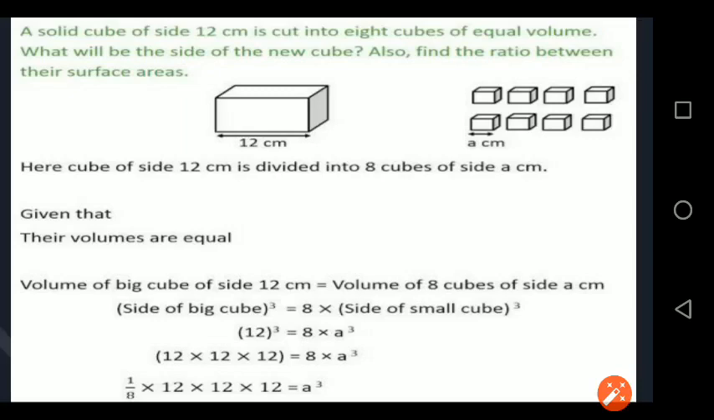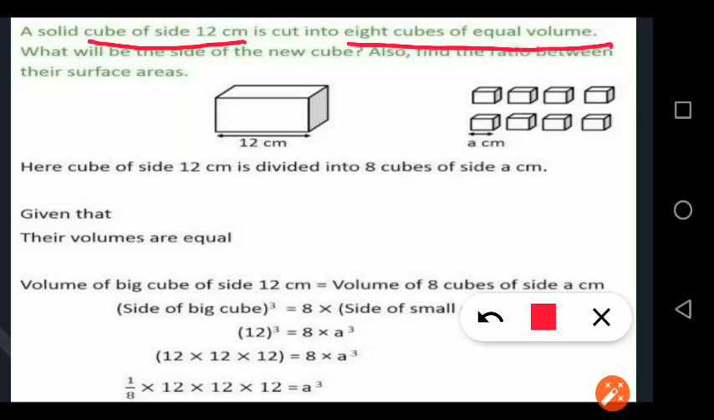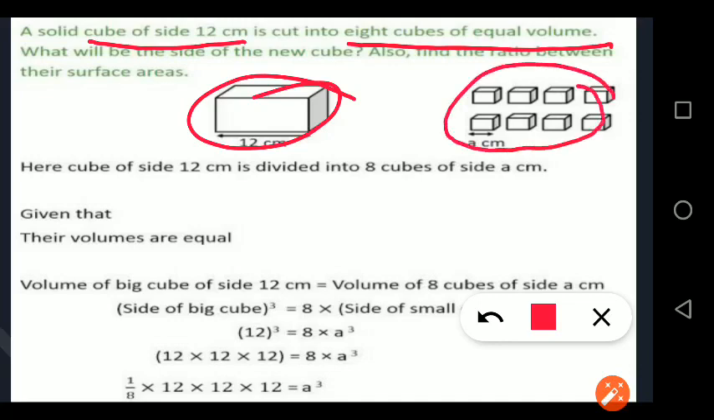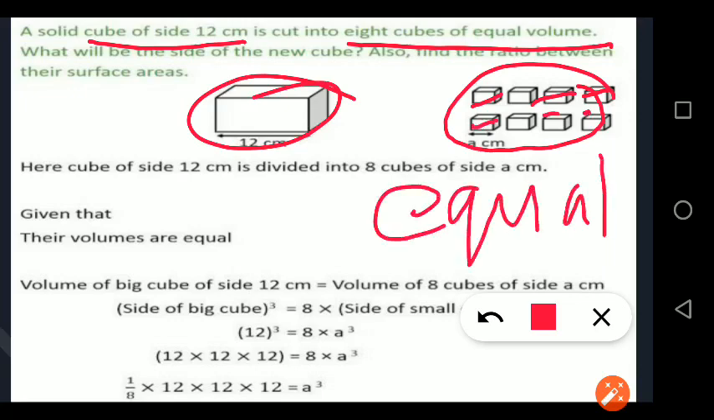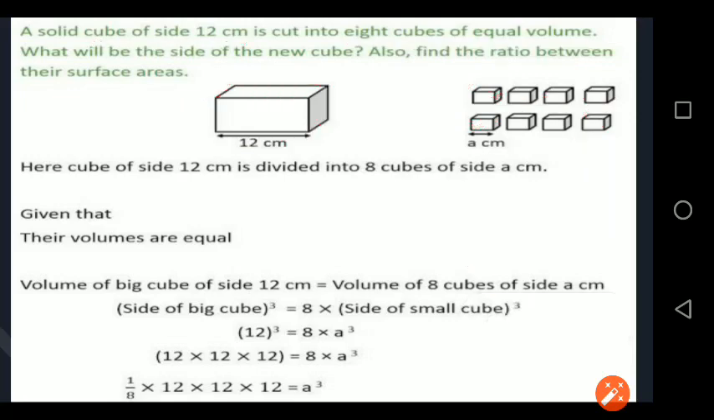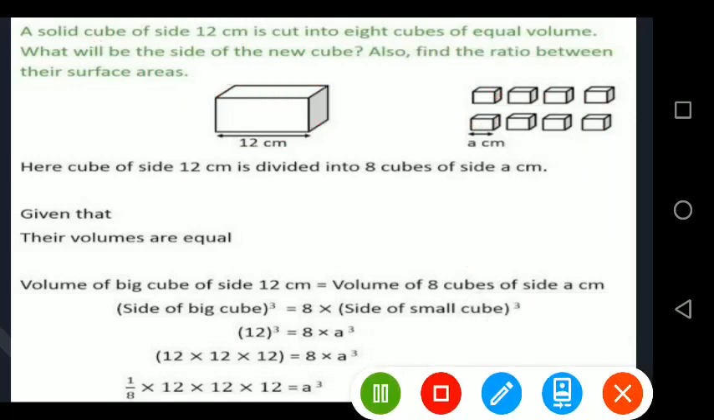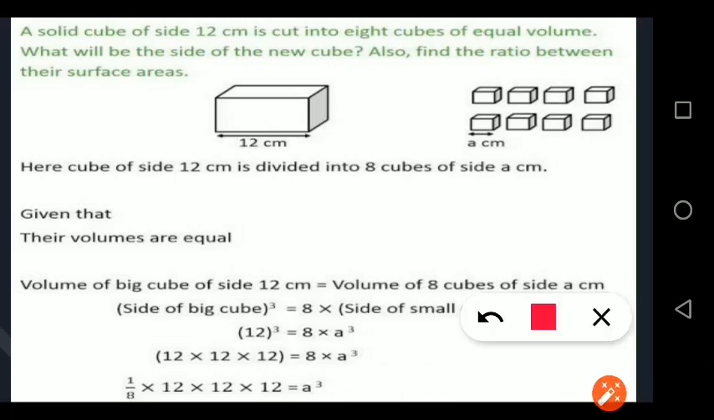A solid cube of side 12 centimeter is cut into 8 cubes of equal volume. Okay, there is a cube. The figure is wrong. It is a cuboid, but it must be a cube, which is cut into 8 small cubes, and all these 8 cubes have equal volume. Okay, let's read the question next. What will be the side of the new cube? Okay, we have to find its sides.